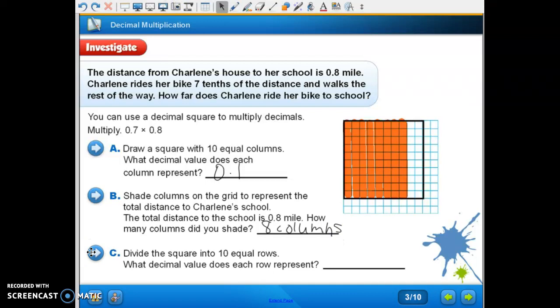Divide the square into 10 equal rows, which is already done for you. What decimal value does each row represent? So what does each one of these rows represent? Not 1/8. 1/10 again across. Okay? Can we put that as a fraction? No. As a decimal, they each represent 1/10.